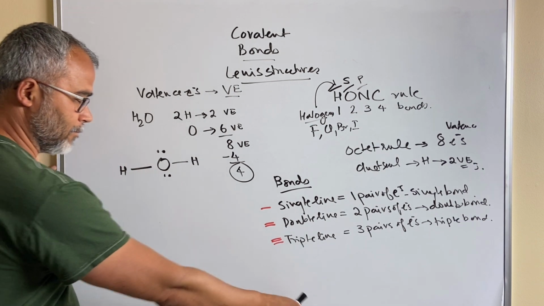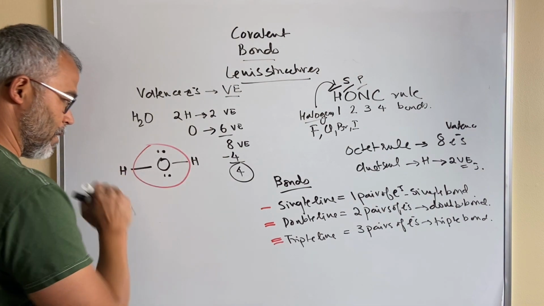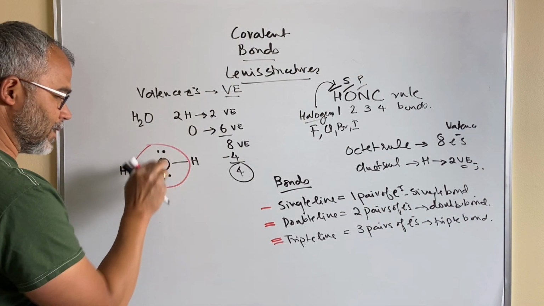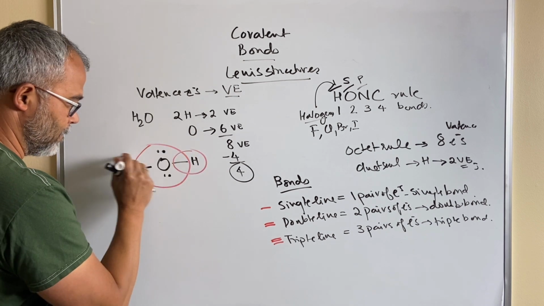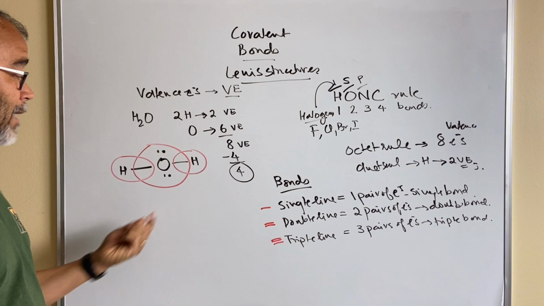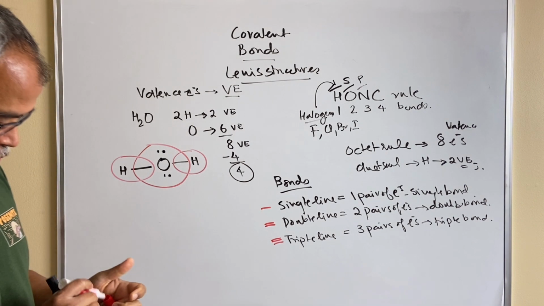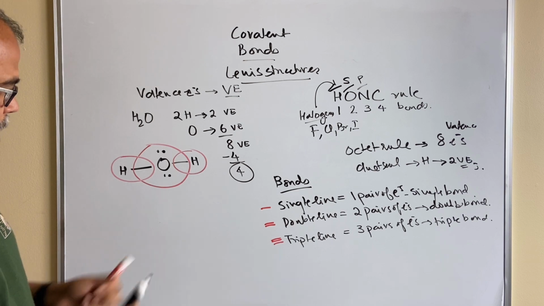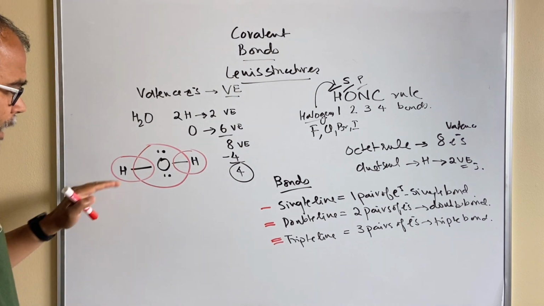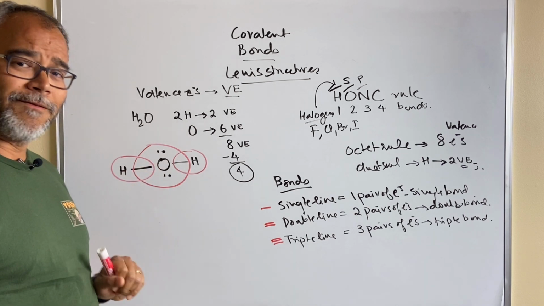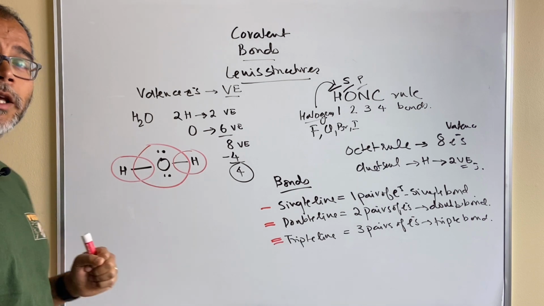Notice carefully how oxygen has 8. 2, 4, 6, 8 valence electrons, and each hydrogen has 2. And that is the complete Lewis structure of water, H2O. At this point in time, I'd like to also introduce the concept of shapes. We drew this in a symmetrical fashion, but then the question arises, what is the shape of this molecule?